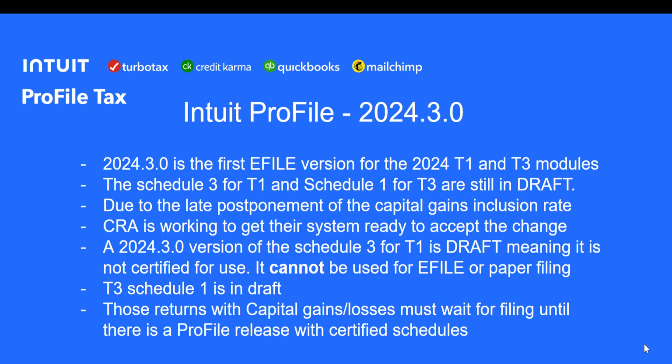So CRA is working on getting their system ready to accept the change that was announced January 31st. That is the reason that the forms are in draft. We have to get the updated forms certified by CRA, and CRA has to prepare their system to accept these returns. The draft form in the T1 Schedule 3 cannot be used to file returns from 2024.3.0. Draft forms are not certified and cannot be used to either e-file or paper file. This applies to the Schedule 1 in the T3 module also.